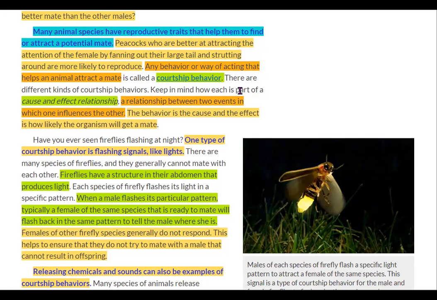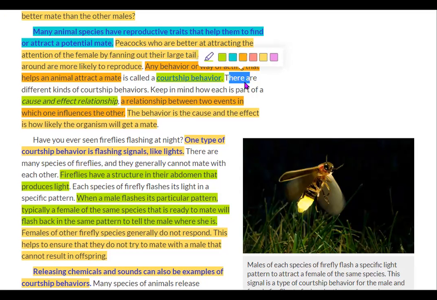The word courtship is from a term back then when people used to court each other. They would try to win the affection of another person. And so this is a term from back then. And so this is kind of the same thing as dating, right? But here we're talking about dating behaviors in animals, right? Any way of acting that animals use to try to attract a mate.